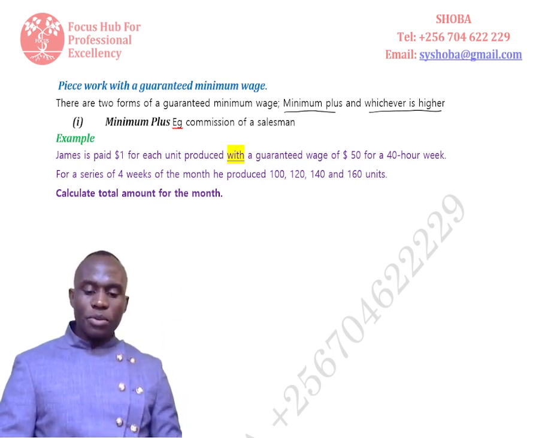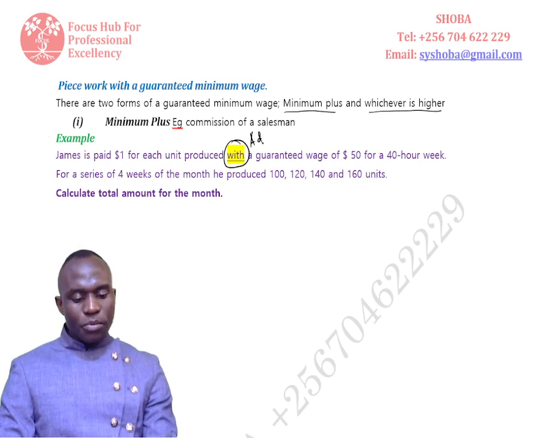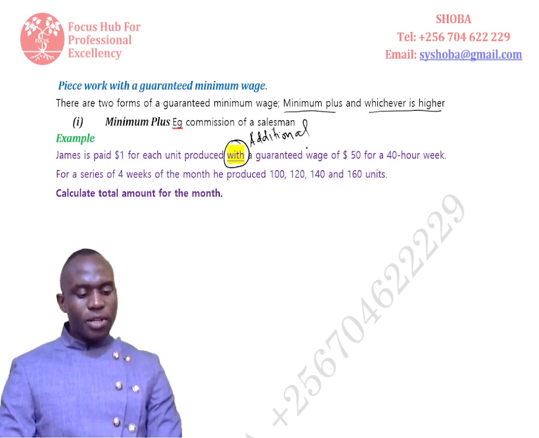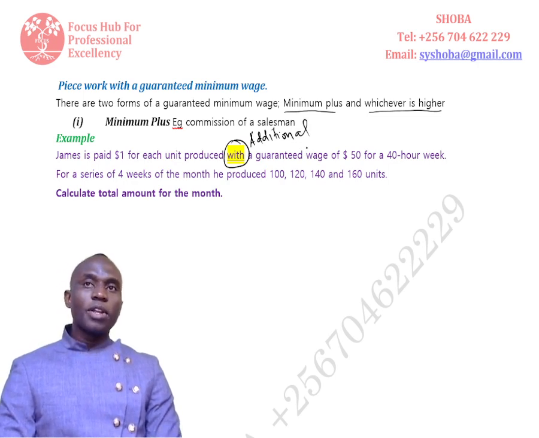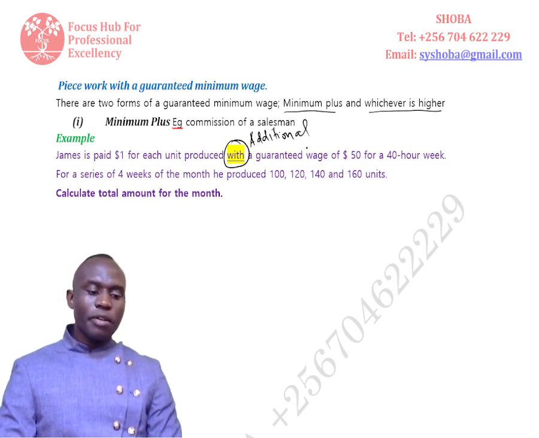So we can look at a question. Now James is paid $1 per unit produced, but you see the wording, it is saying with, and this with means in addition to what he earns based on the units, he is also given a guarantee. There is a guaranteed minimum wage of $50 for a 40-hour week. So in a series of 4 weeks of the month, he produced the following units: 100, 120, 140, and 160. So they want you to calculate the total amount for the month.